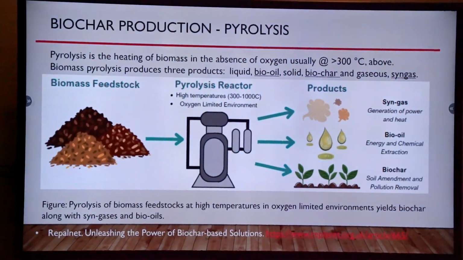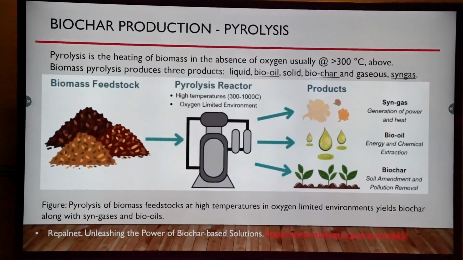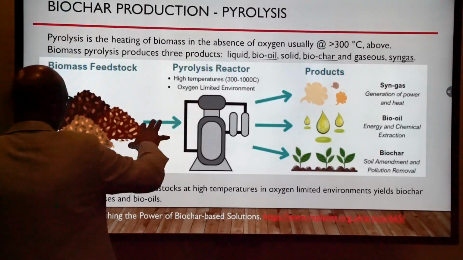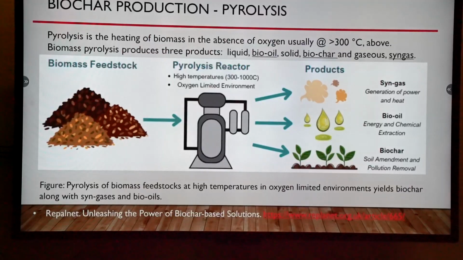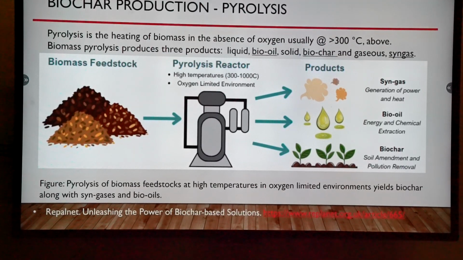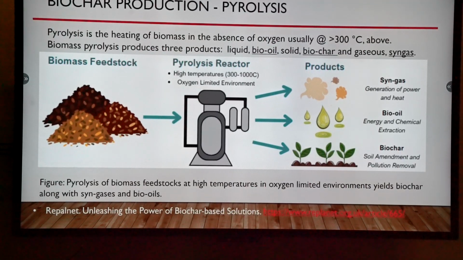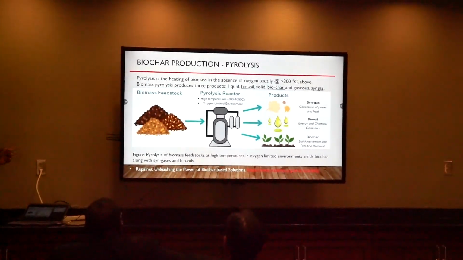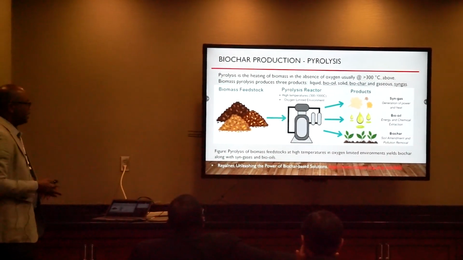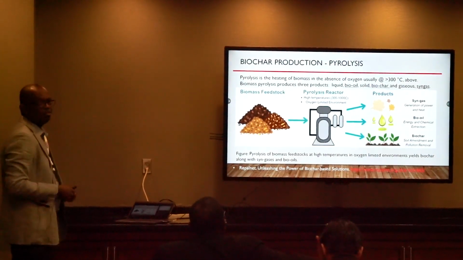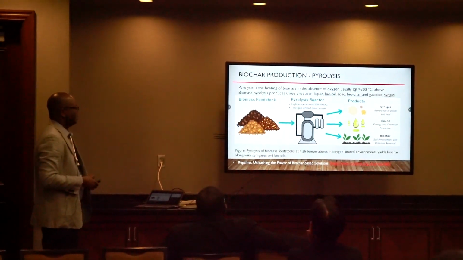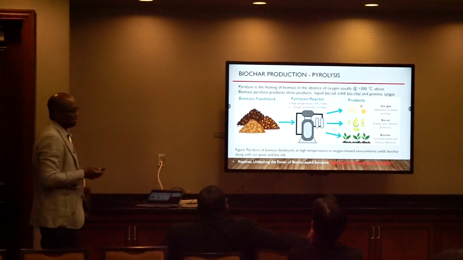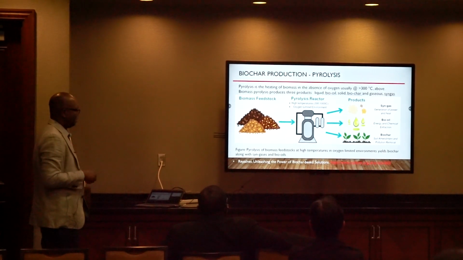So if you have a biomass and then you put it in a pyrolysis furnace, this is a furnace system where you can put in the biomass and heat it to temperatures above 300 degrees Celsius in limited oxygen supply, and then you will produce basically 3 things. The first is the biochar, which is what we are interested in. The second is bio-oil, and then of course you also make some syngas. So the picture here just shows you how the biomass is transformed into biochar.